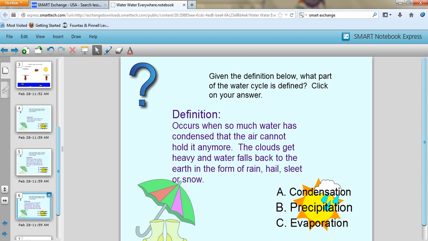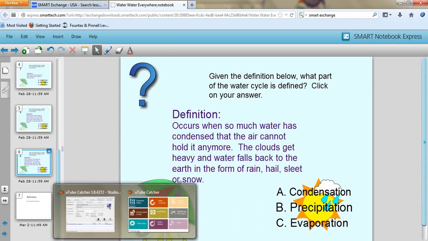And then finally, the third definition occurs when so much water has condensed that the air cannot hold it anymore. The clouds get heavy and water falls back to the earth in the form of rain, hail, sleet, or snow. And that answer would, of course, be precipitation. And that concludes the presentation of the water cycle from the Smartboard activity.